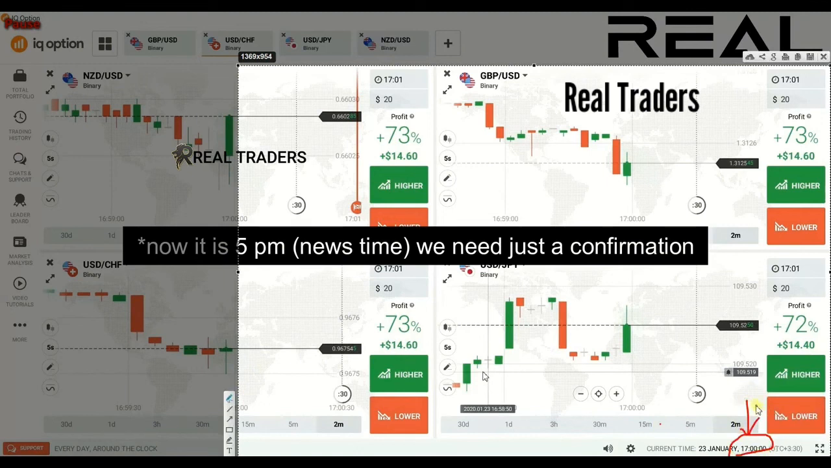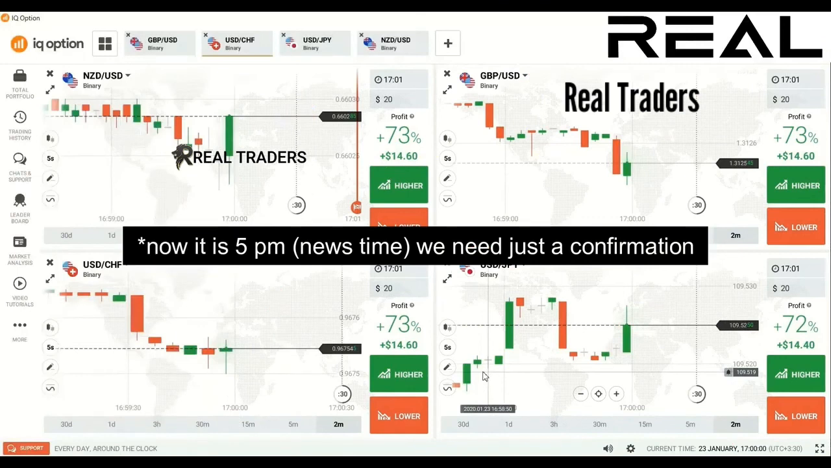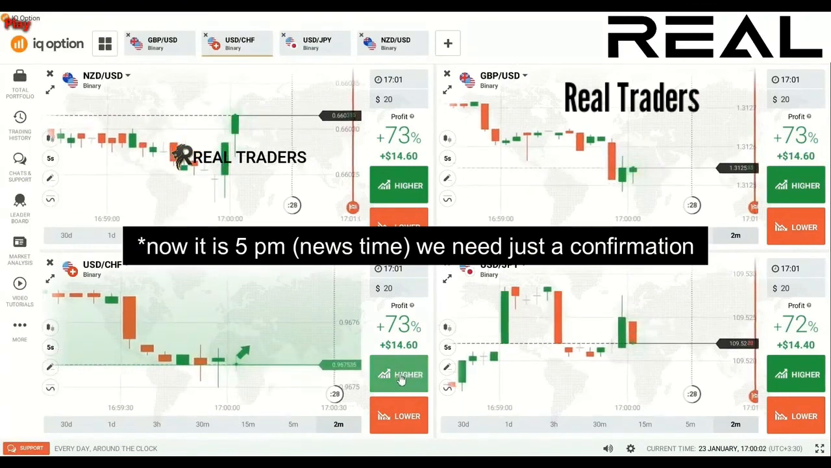Now we start. We know in these 2 below charts the price will go up because we saw in the news the forecast was green, so the major USD will go up. So here we must wait for a bullish confirmation, and in these 2 above, because the USD is in the second place, the price will go down, and we are waiting for a bearish confirmation. So now it starts because it is exactly the news time, 5 p.m. Now let's wait. I'm waiting for a confirmation.